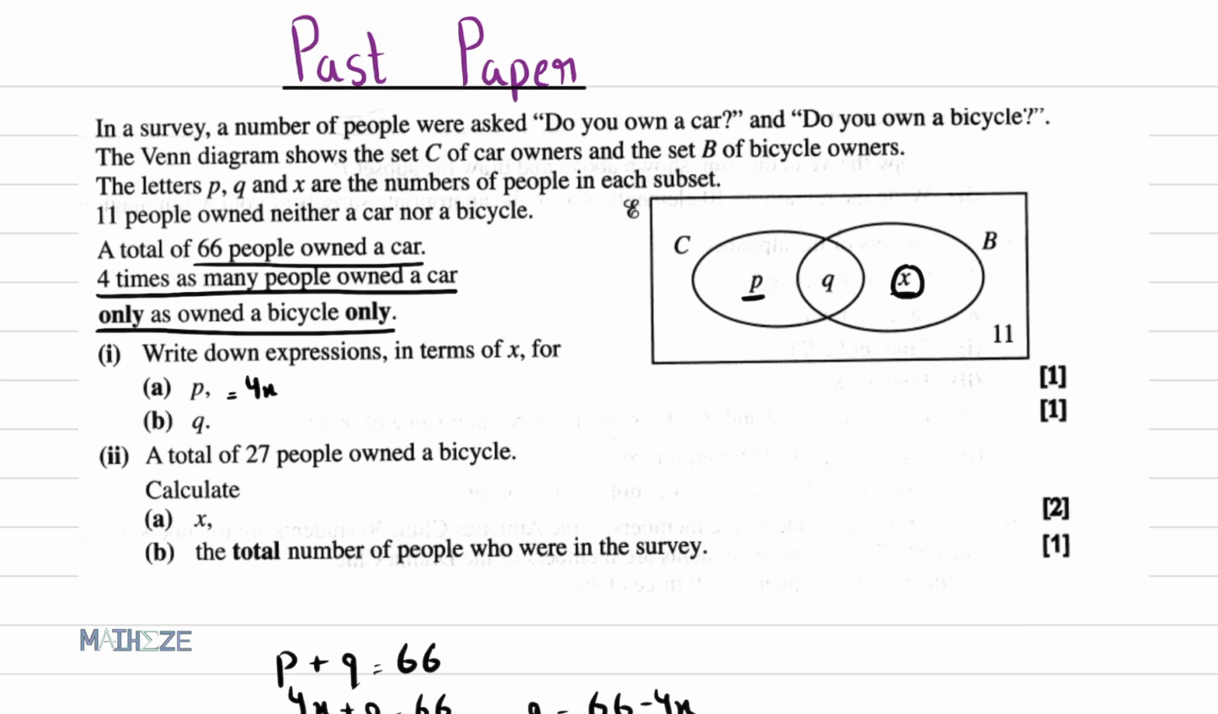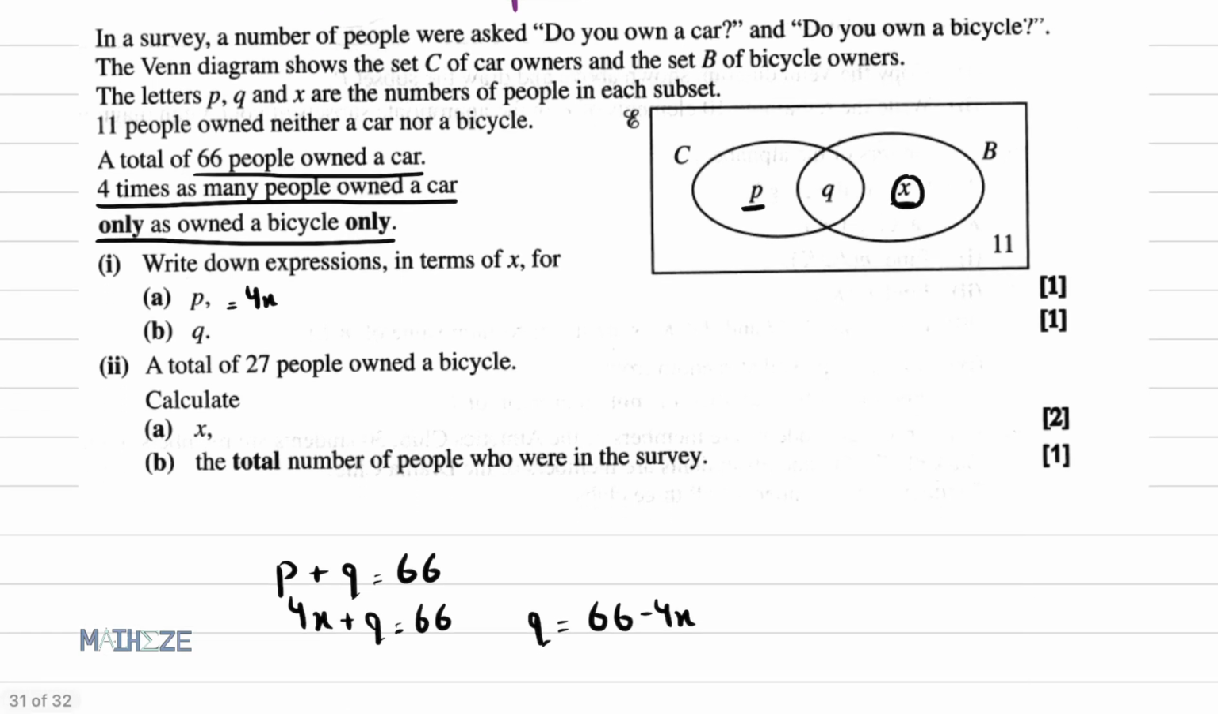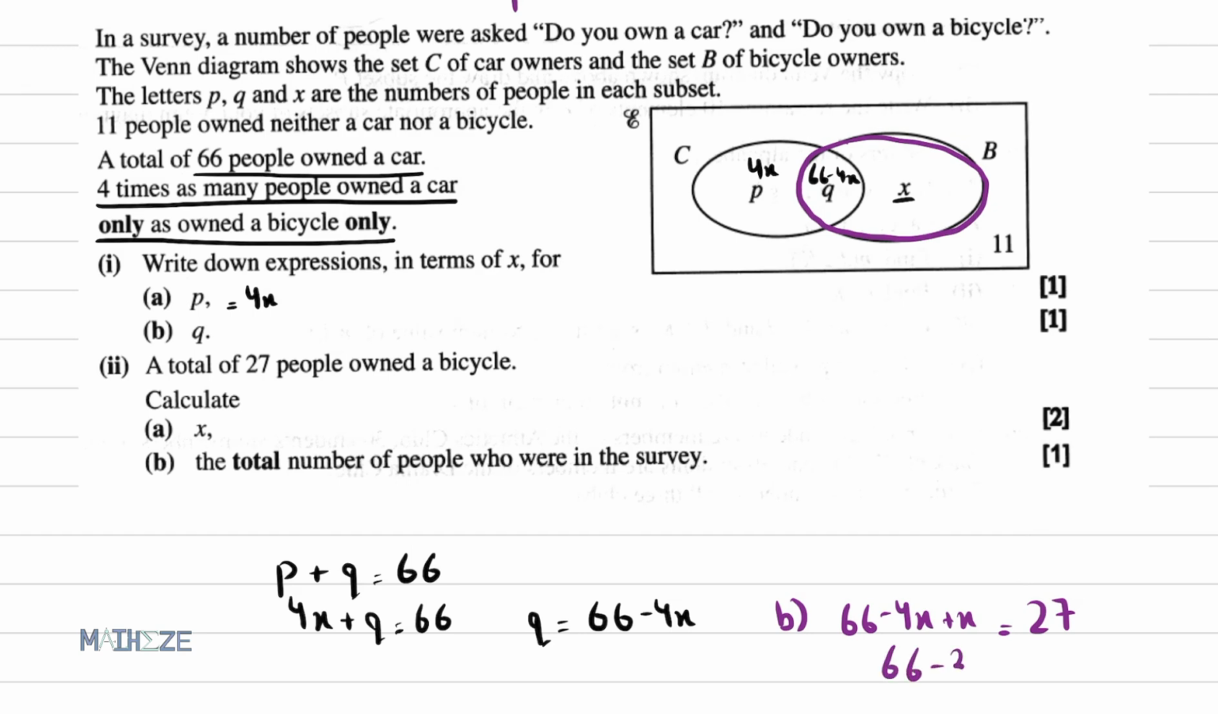Do you get this? Once I'm clear with this, it says a total of 27 people owned a bicycle. Okay. So I know P is 4x. I know Q is 66 minus 4x and this is x. Total bicycle people are 27. So let's add 66 minus 4x plus x because these are the people who own the bicycle, right? And if I'm going to add, I'm going to equate to what? 27. Do you get this? It's going to be 66 minus 3x is equal to 27.